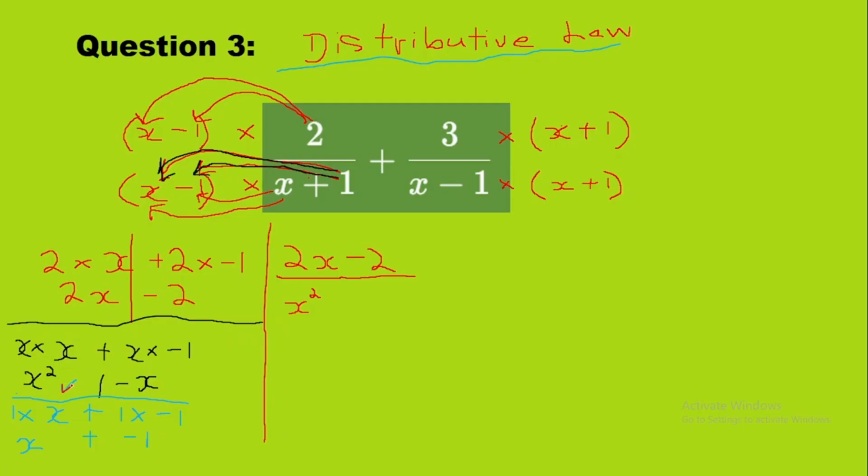So x squared, that's checked off. And then we have our minus x. And right here we have our x. When we multiply the 1 times x, we have plus x, plus negative 1. So we can just write negative 1.